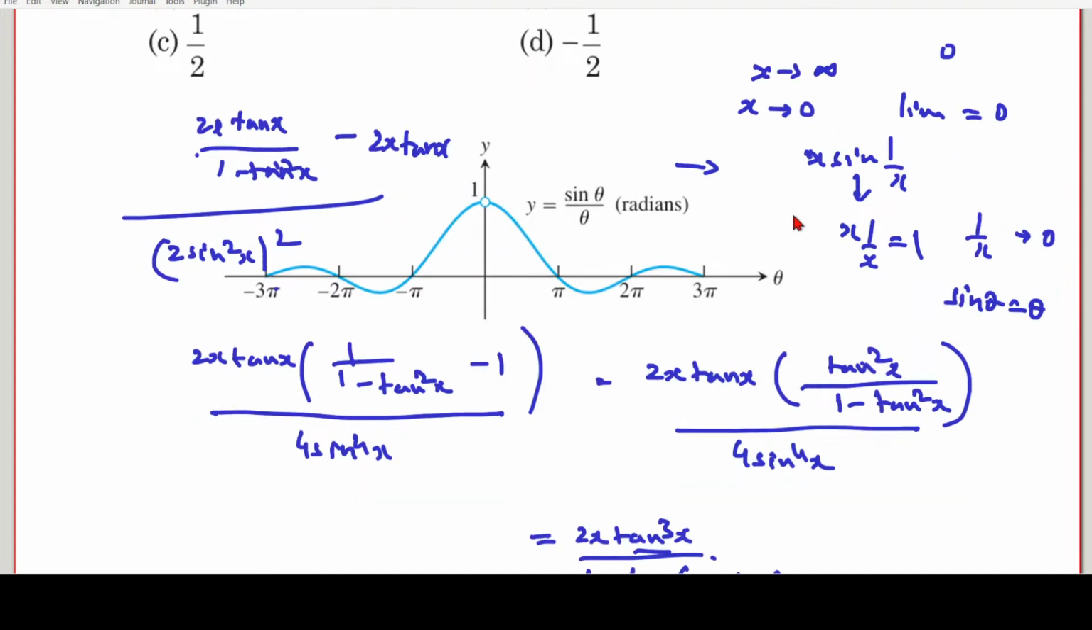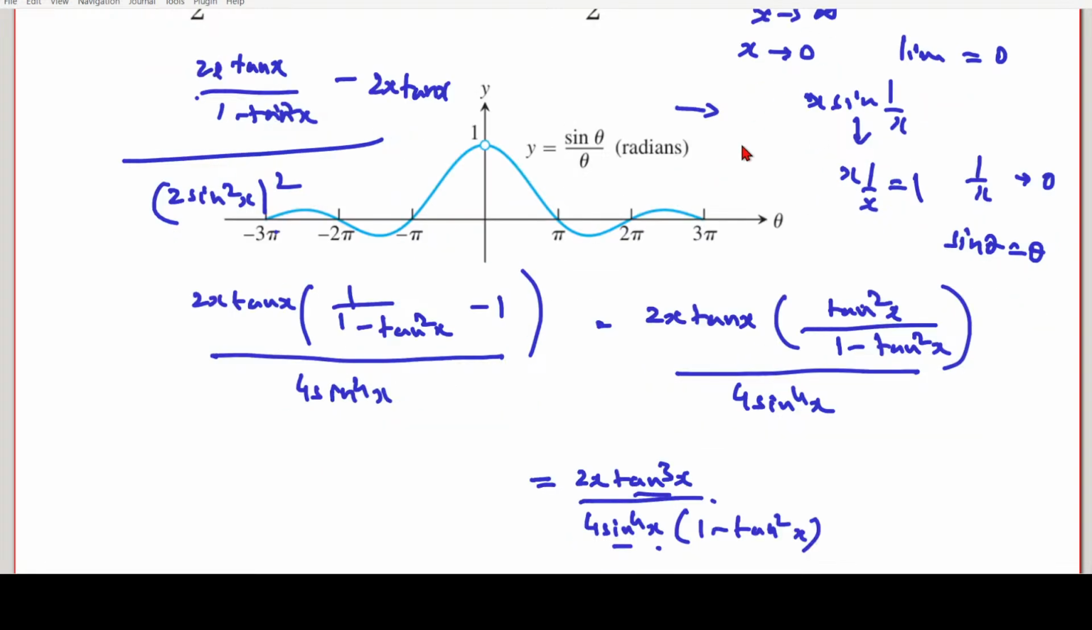So what exactly is the limit? I'll give a fourth argument. This is nothing but sine 1 by x by 1 by x. Now call 1 by x as some theta. Then this is nothing but sine theta by theta when theta tends to 0. When x tends to infinity is nothing but when theta tends to 0. So limit sine theta by theta should be equal to 1.